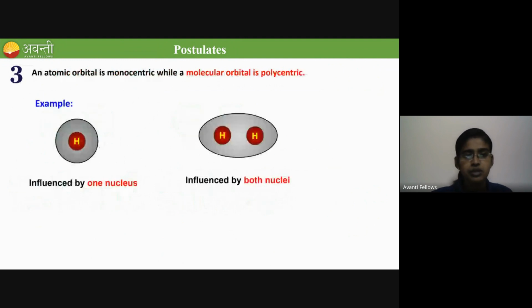And coming to the third postulate, an atomic orbital is monocentric when the molecular orbital is polycentric. That is obviously true, right? So this is an atom. An atom has only one nucleus. One atom has only one nucleus. So here one hydrogen atom is having one nucleus. Now if I go for the hydrogen molecule, we have two hydrogen atoms, so it will have two nuclei. So it is dicentric. It is influenced by both the nuclei. So it is polycentric, but here it is monocentric.